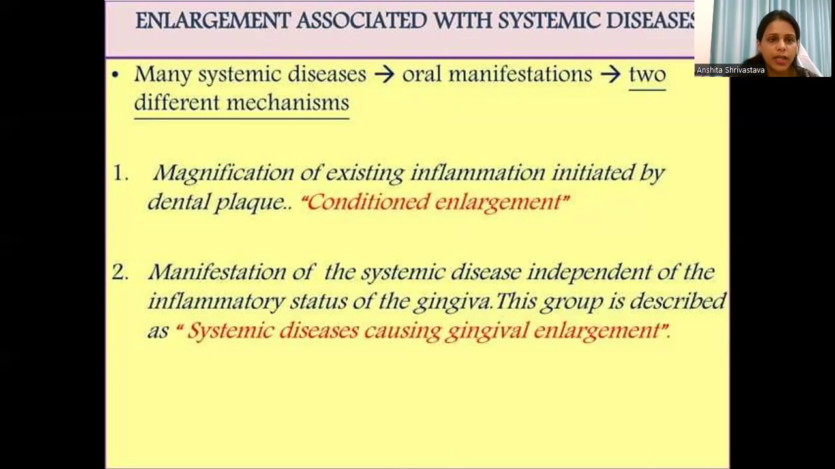Coming to the next classification, which is enlargement associated with systemic diseases. There are many systemic diseases which have oral manifestations, through two different mechanisms. First is magnification of existing inflammation initiated by dental plaque, which is known as conditioned enlargement. Second is manifestation of the systemic disease independent of the inflammatory status of gingiva, and this group is described as systemic diseases causing gingival enlargement.